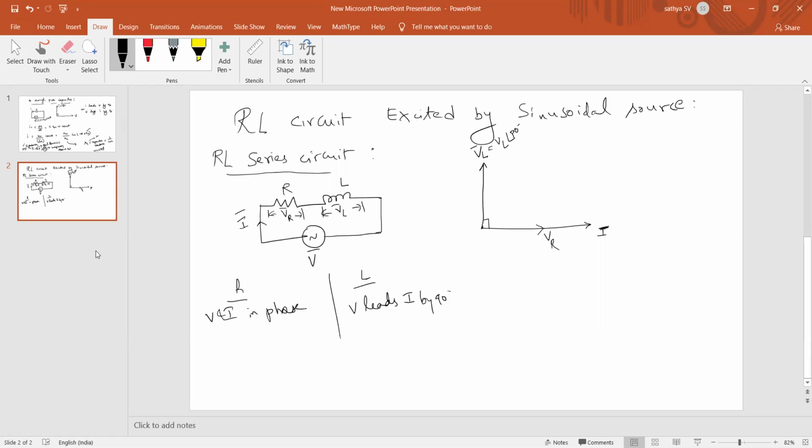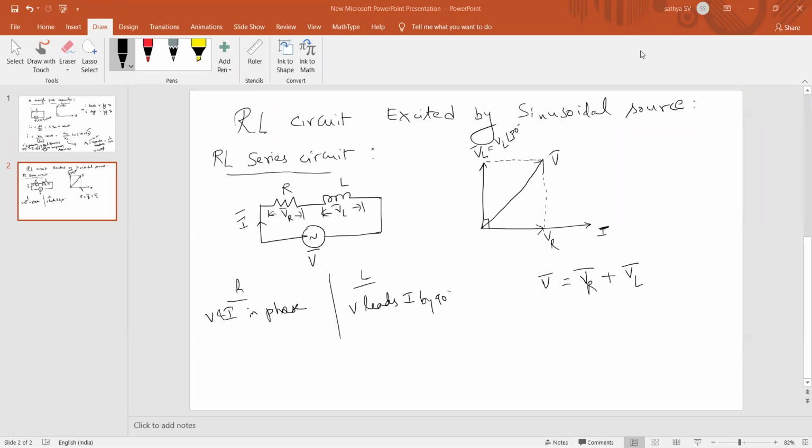Now, what is the resultant vector? So shall I draw the resultant vector from this? Now, what is the resultant vector? Capital V. Understand now, what is the equation for capital V? VR plus VL. Sorry, I'm getting some background noise. Bhargav, I hope you are having some background noise. So V bar is equal to VR plus VL now.